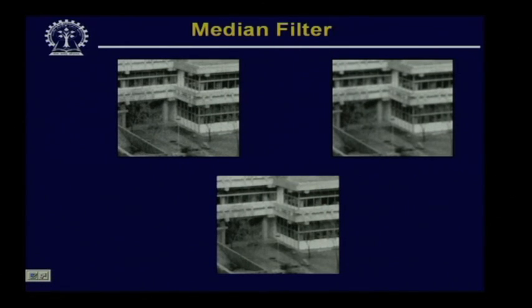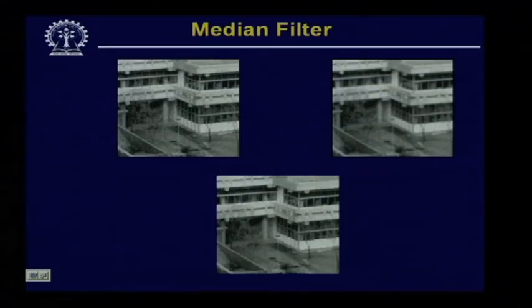So, there we said that instead of using the simple box filter or the simple averaging filter, we can go for filtering based on order statistics, like the median filter, where the pixel value at a particular location in the processed image will be the median of the pixels in the neighborhood of the corresponding location in the original image. This kind of filtering also reduces the noise, but at the same time it tries to maintain the contrast of the image.